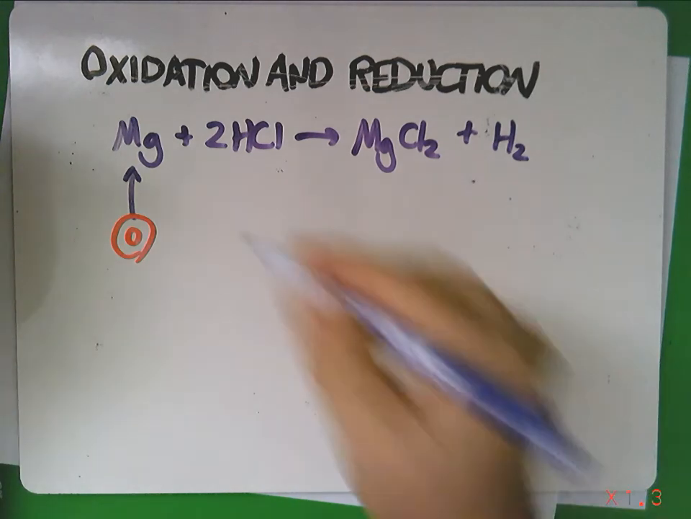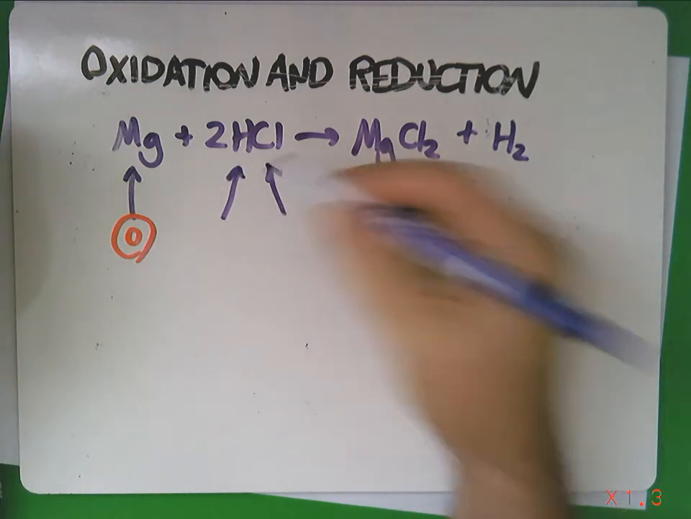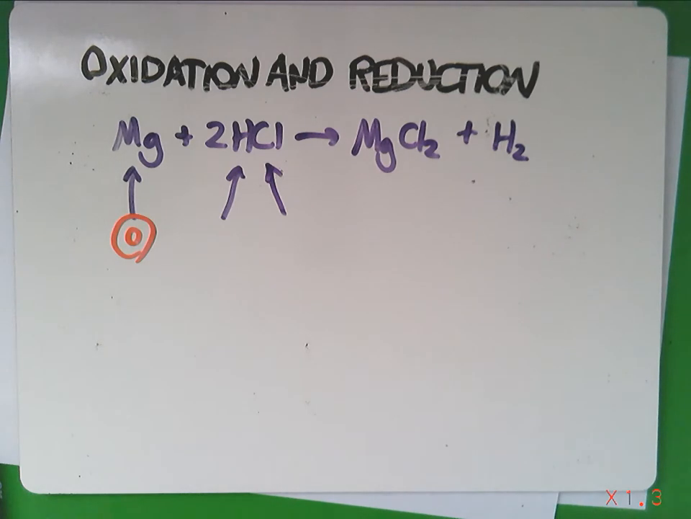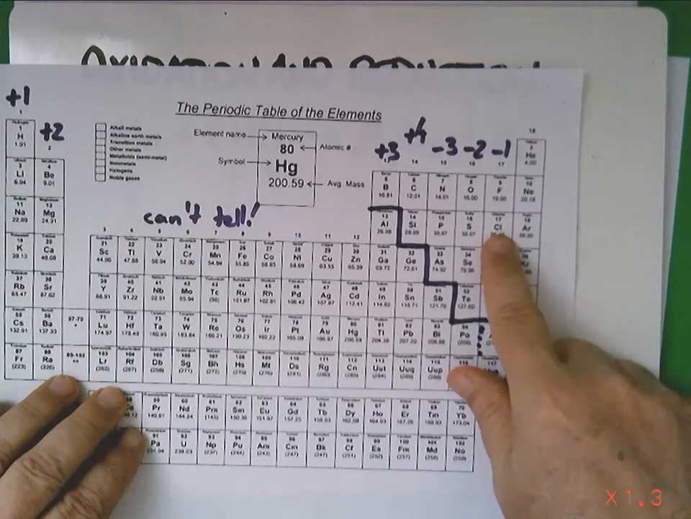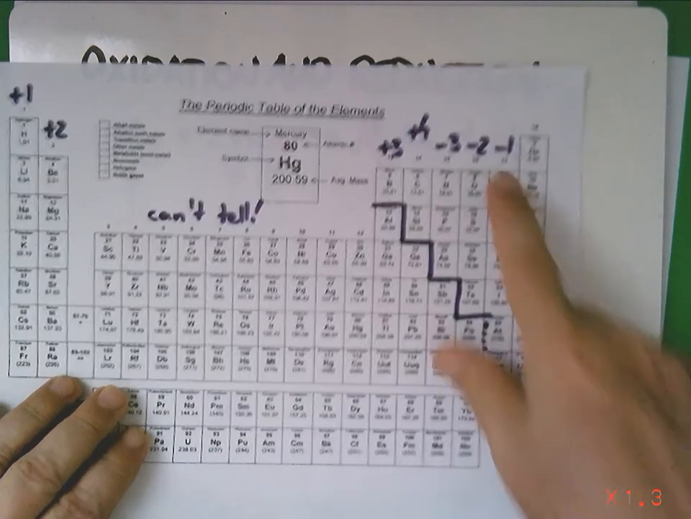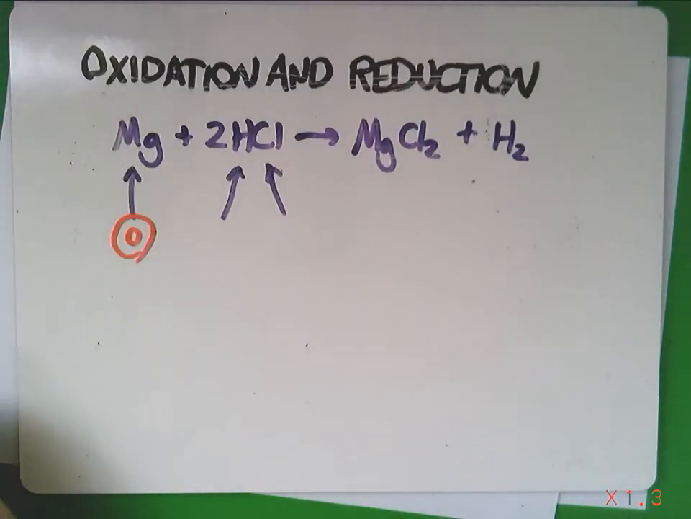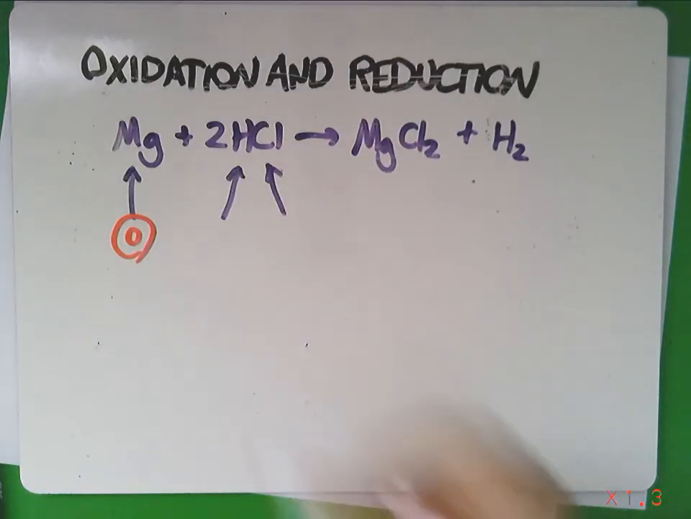Now how about the atoms in the HCl? Well, we can take a look at that little ion chart that we just made up on the periodic table, and that'll help us there. I recognize there's a chloride ion in there. It's got a -1 charge, and there's a hydrogen ion in there. It's got a +1 charge. So I can assign charges here.